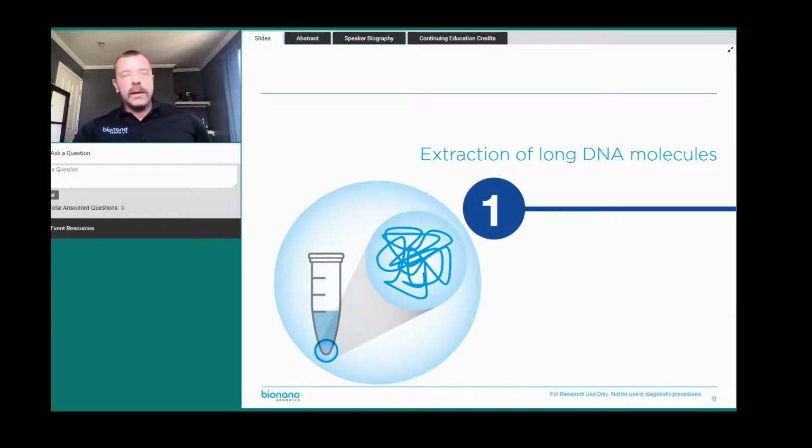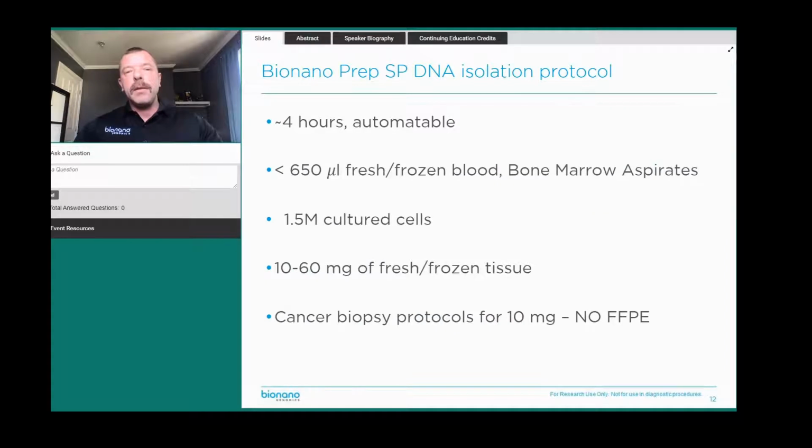First step in isolating megabase pair DNA is to get these molecules out of cells without shearing them. And we have our own extraction kits that we call Bionano SP. They're very gentle, and they work with a paramagnetic disk that the DNA binds to. And these DNA isolation protocols are fast. They're faster than a typical QIAGEN kit. They require just 650 microliters of fresh or frozen blood.